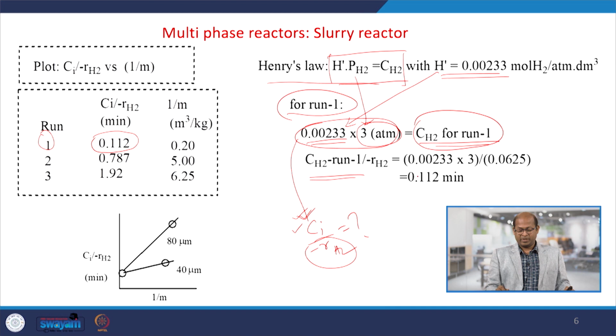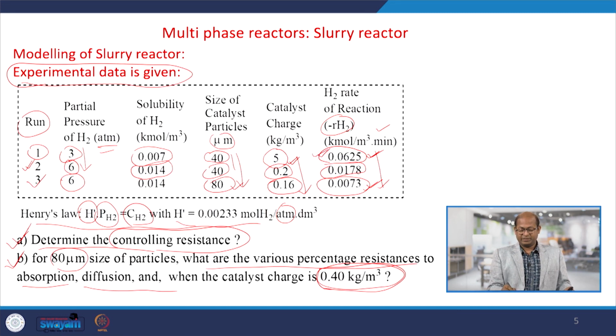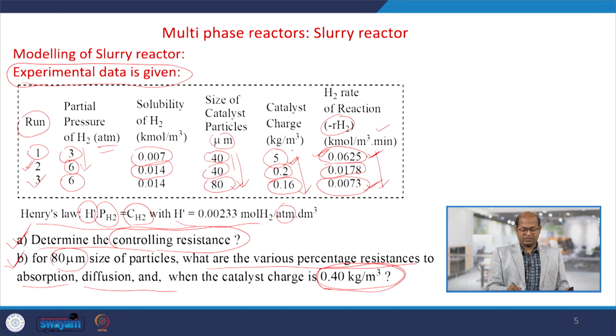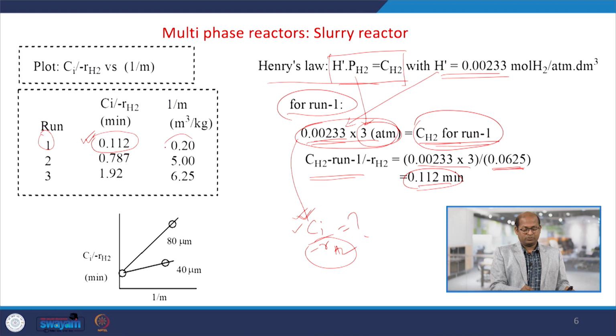So, once we put this value and the rate equals 0.0625, this is the rate of reaction for hydrogen that is disappearing due to the reaction, and we divide by the rate of reaction, it comes to this value. And M, the catalyst charge, was also given as 5 kg for this particular run 1. If we invert that, that would be 0.0 meter cube per kg.